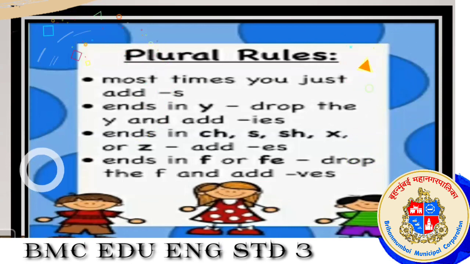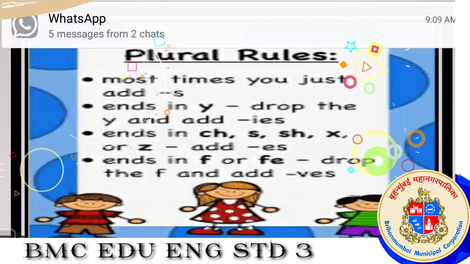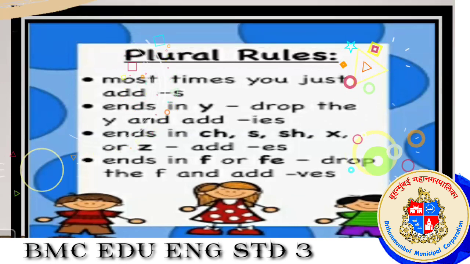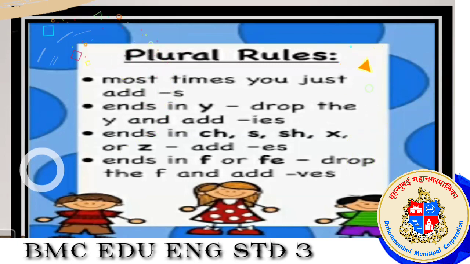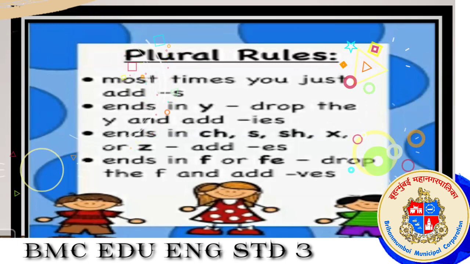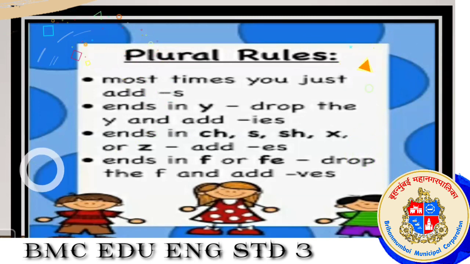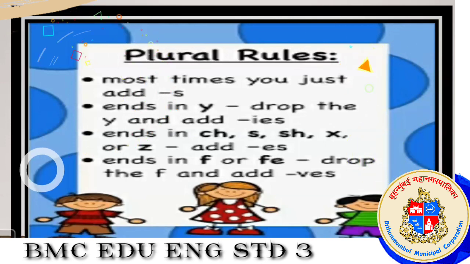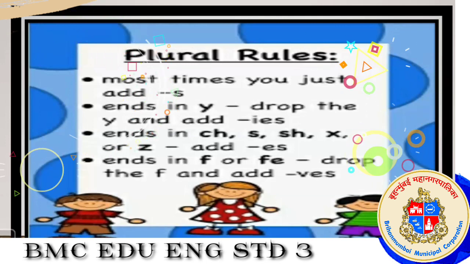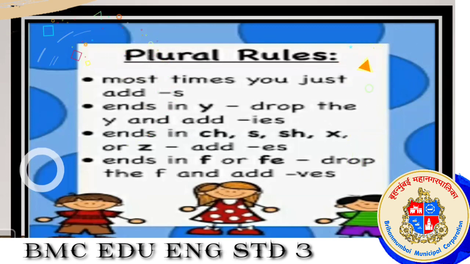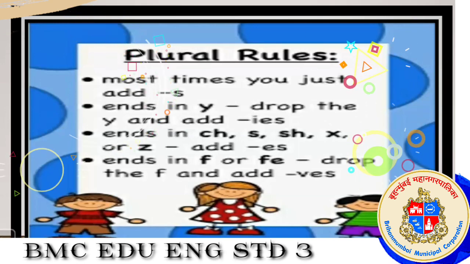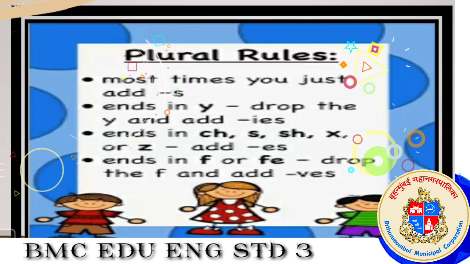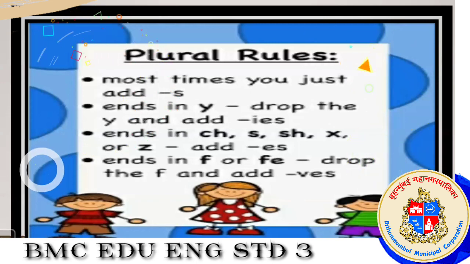Then again, second point, see. If the word is ending with Y, what you have to do, you have to drop the Y and add IES. For example, candy. If the candy is more than one, how do we write candies? We removed Y and we add IES.